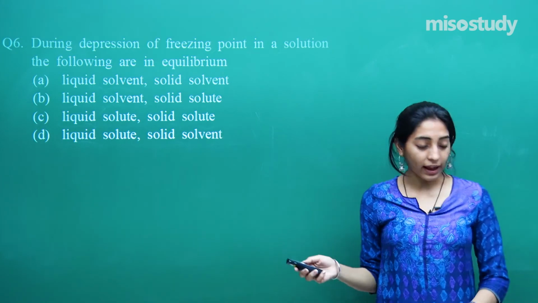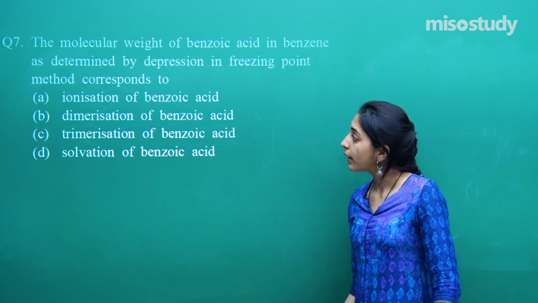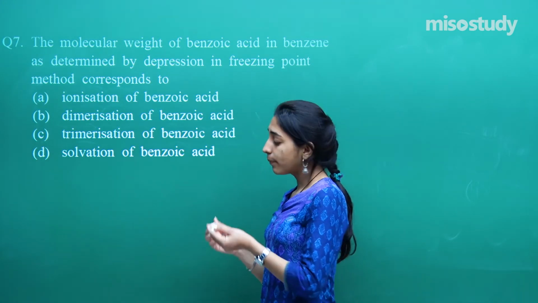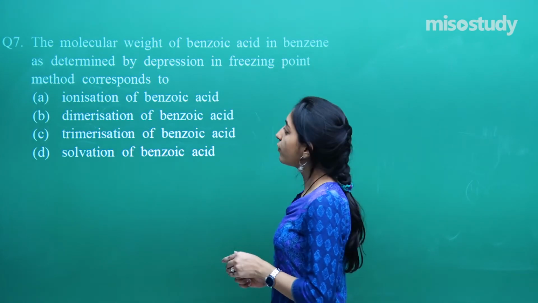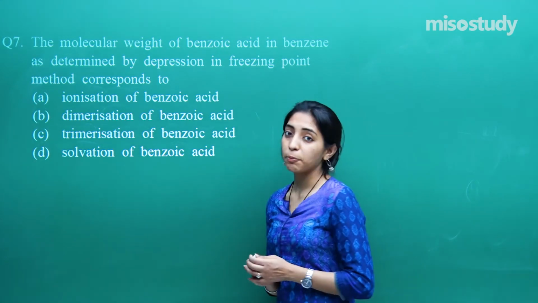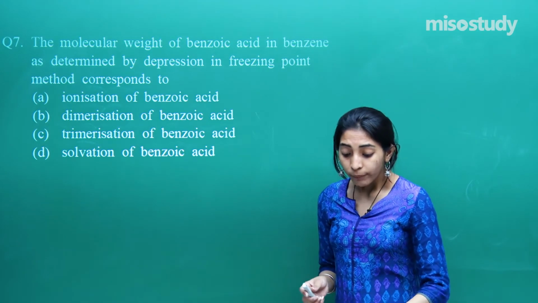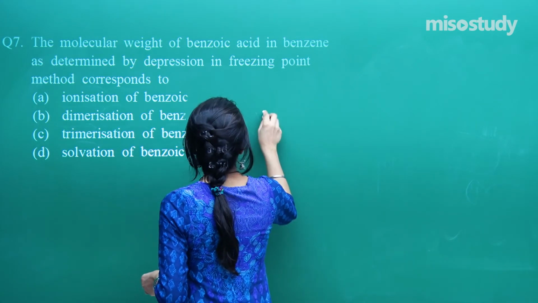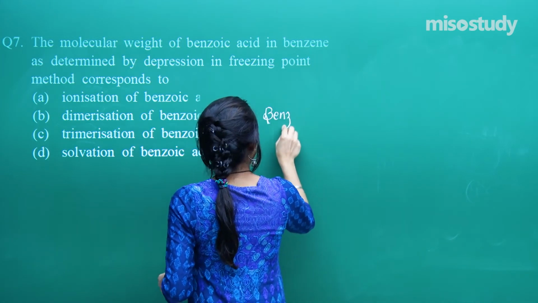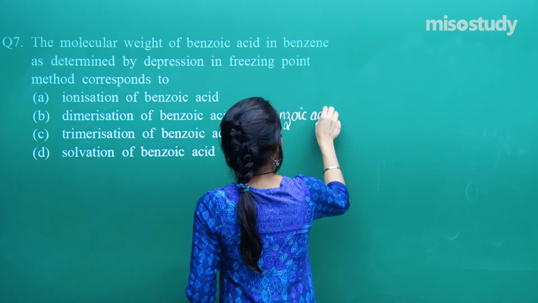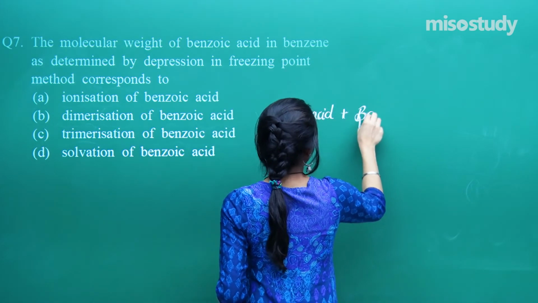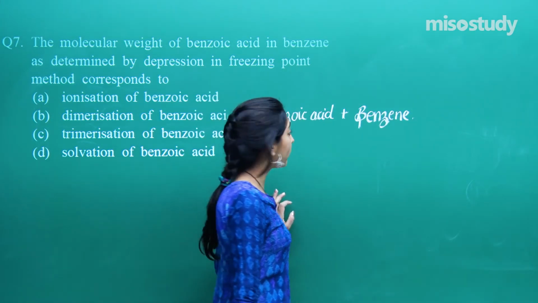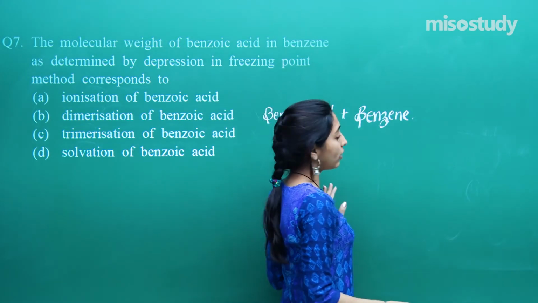So here there is another question, question number 7. The question says that the molecular weight of benzoic acid in benzene as determined by the depression in freezing point method will correspond to what? Now see, so I am saying there is a depression in freezing point when benzoic acid is taken in benzene. Why is there a depression in freezing point?